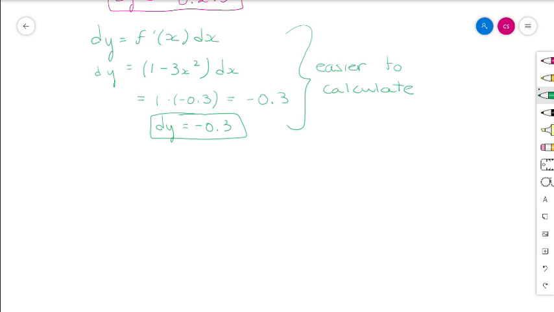Okay, so this is going to lead us here. Alternative linear approximation method.